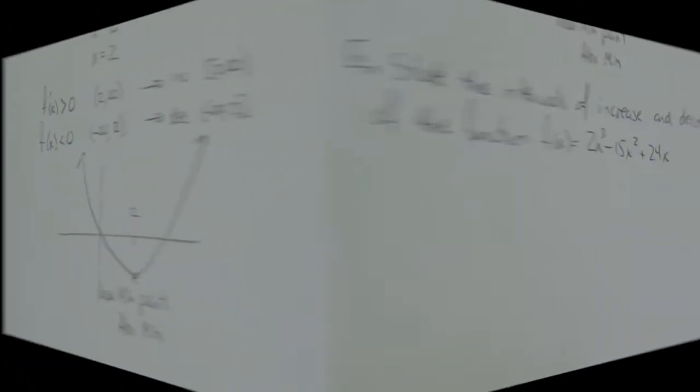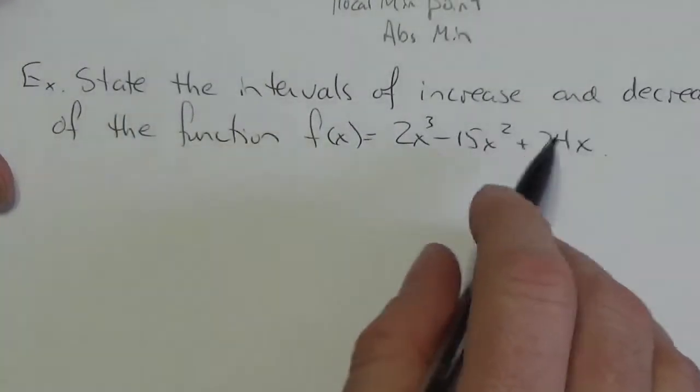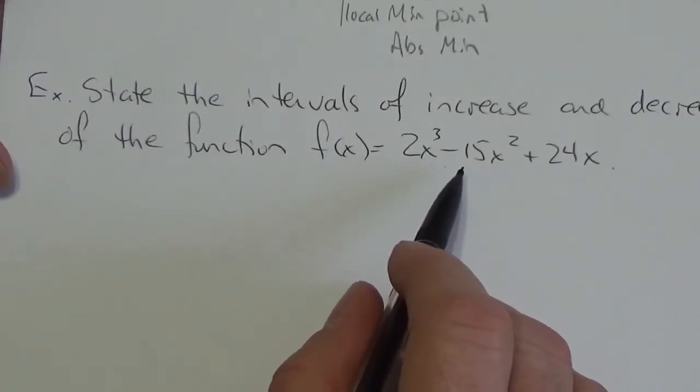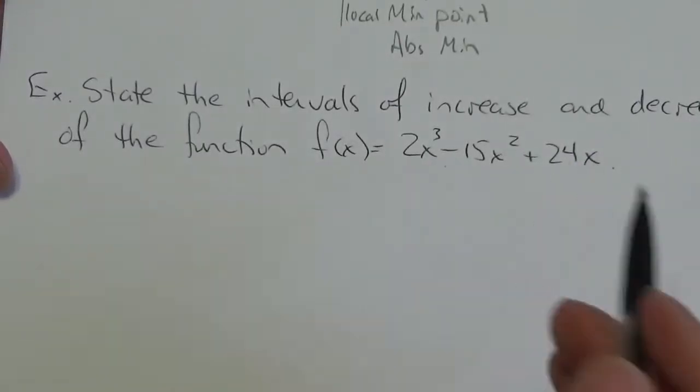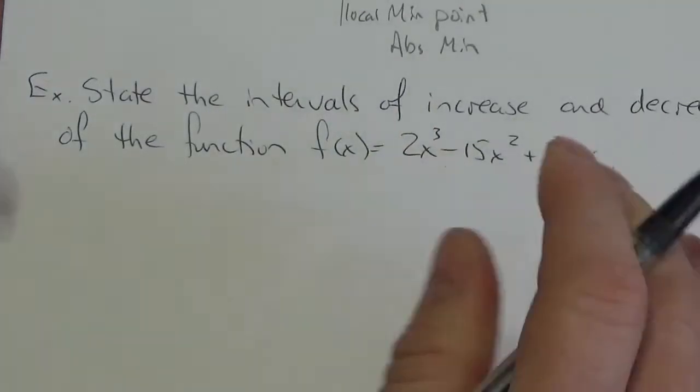And then we're going to throw in another little definition here. So all right, this question, we see that it's asking us to state the intervals of increase and decrease for the function 2x cubed minus 15x squared plus 24x. Okay, so before we even get there, this is a cubic.